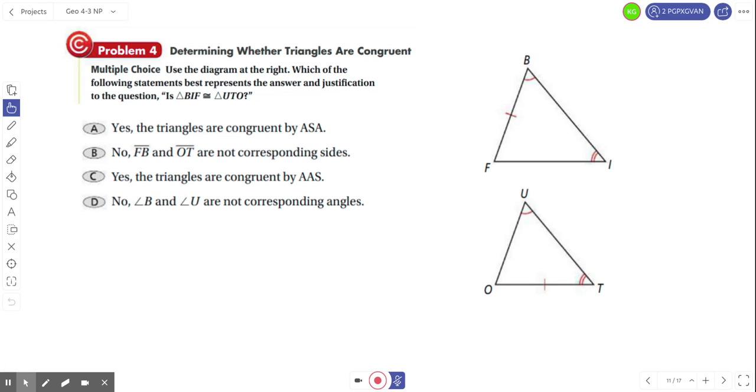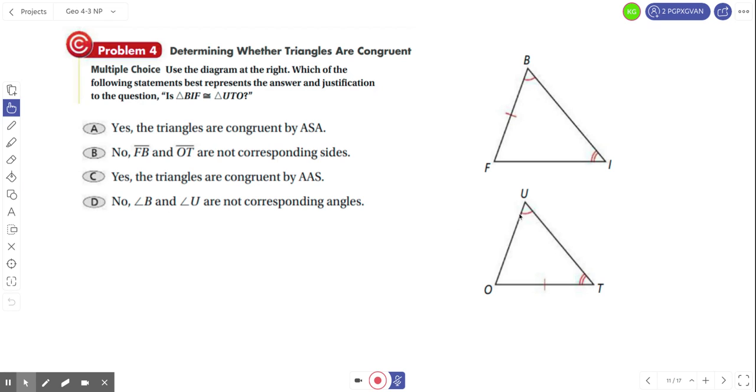Okay, this is our last problem for this lesson, and there will be a bunch for you to practice on. So this is multiple choice. Use the diagram on the right to decide which of the following statements best represents the answer and justification to the question: is triangle BIF congruent to triangle UTO? All right, BIF, UTO.